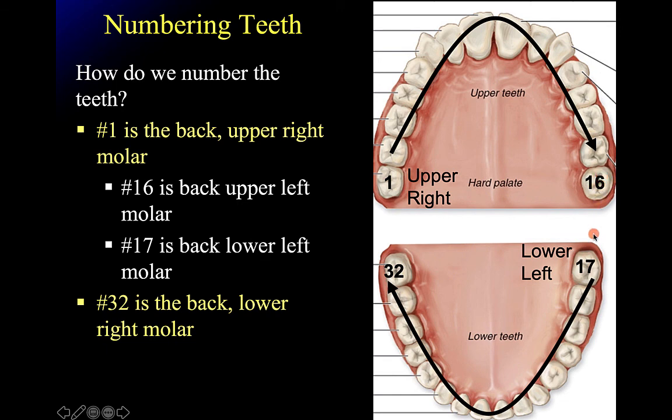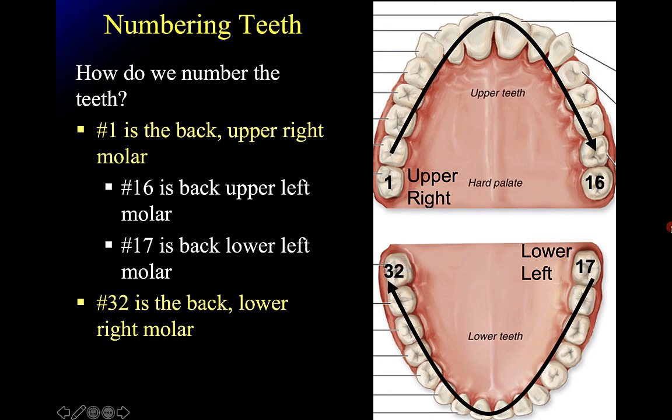We then snake around. We don't return to the right side. We continue from the left. So the lower left back is number 17, 18, 19, 20, 21, 22, 23, 24, 25, 26, 27, 28, 29, 30, 31, and 32 is the lower right molar.